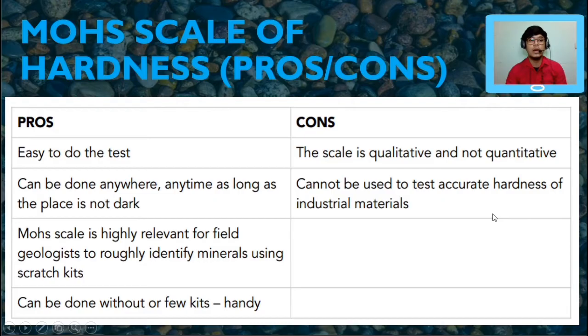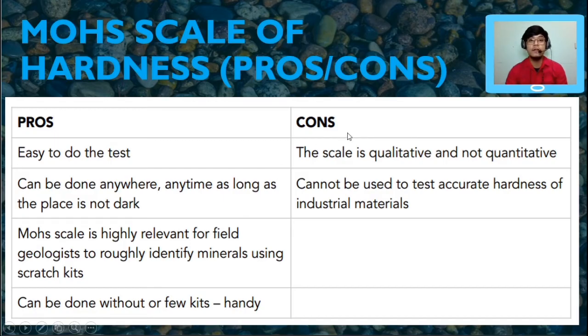And moving forward, we also have the different pros and cons of using the Mohs scale of hardness. Let us have first the different pros. First pro or advantage of using the Mohs scale of hardness is that it is really easy to do the test. So madali lang siyang gamitin kasi nga i-identify mo lang yung hardness niya. And it can be done anywhere, anytime, as long as the place is not dark. And Mohs scale is highly relevant for field geologists to roughly identify minerals using scratch kits. And it can be done without fancy kits, or it could be done handy.